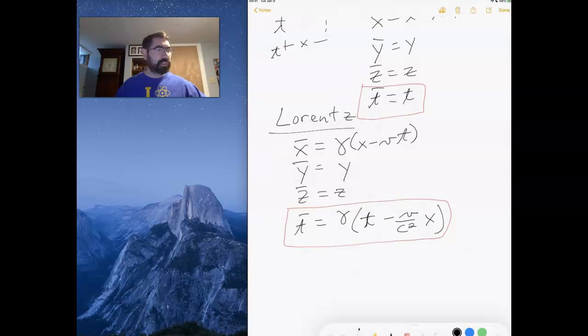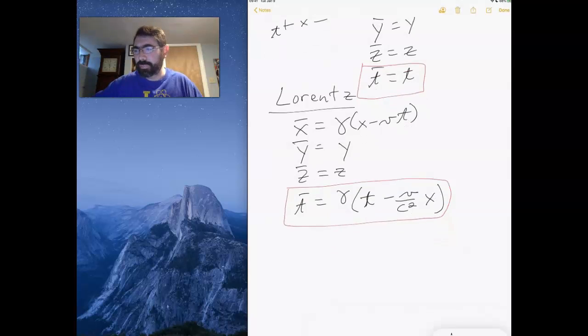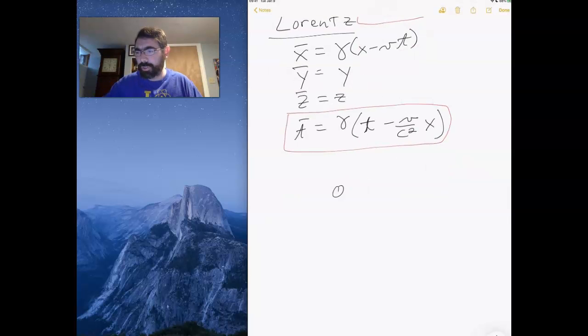Okay. So if you want to take the inverse, the easiest thing to do is to notice that the inverse is just changing the direction of the sign of the velocity, because in the inverse, this person's standing here, and the other person is now moving away with some negative v. So instead of having to work through the algebra, why don't we just switch the signs? And what we get is x is equal to gamma (x bar plus v t bar).